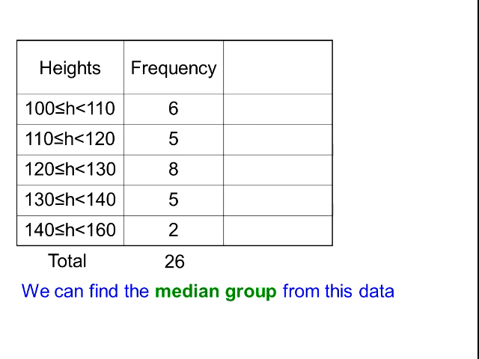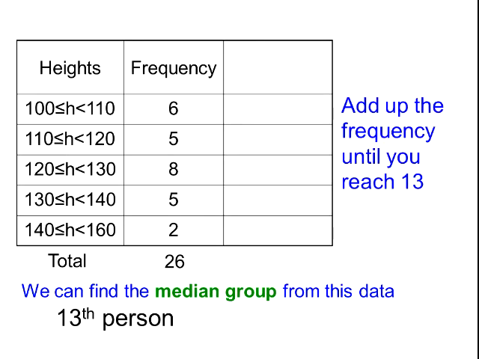So what we can do is find the median group from this data. Which of these groups contains the middle person? Well, if there's 26 in total, we say the middle is the 13th one. So if we add up these frequency numbers until we get to 13, we'll have identified the 13th person and therefore the group he is in. So 6, add 5 is 11, add another 8, we've gone to 19. Here we're at 11, we hadn't found the 13th, so he must be in here, and therefore the median group is this. But using a cumulative frequency diagram, we can find it a little bit more accurately.